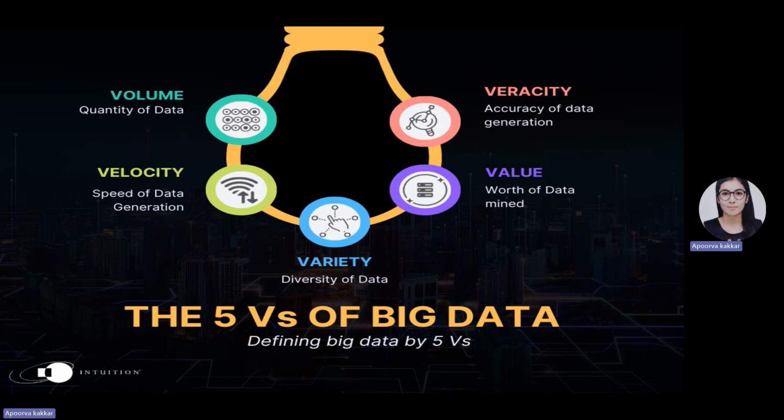Similarly, the second one is velocity. As I said before, the growth of data is exponential, so we can think about how much speed the data is being generated at. The velocity of big data is also very high. Then there is variety. Variety is the type or diversity of data. The data can be structured, unstructured, semi-structured, and so on, so big data has multiple varieties.